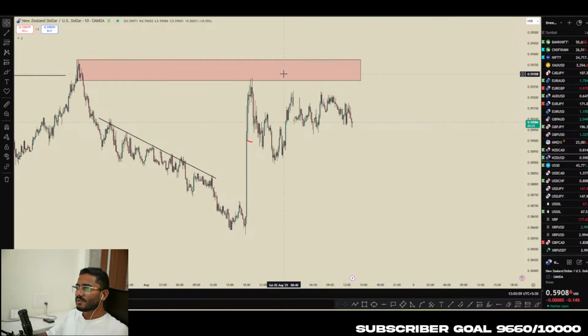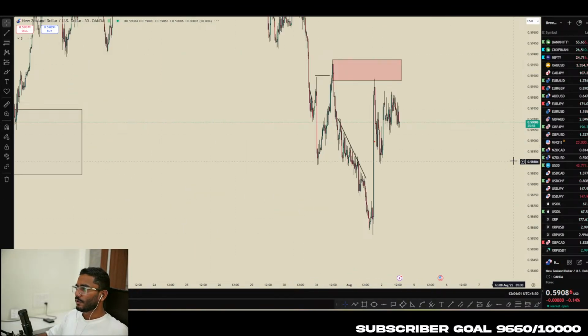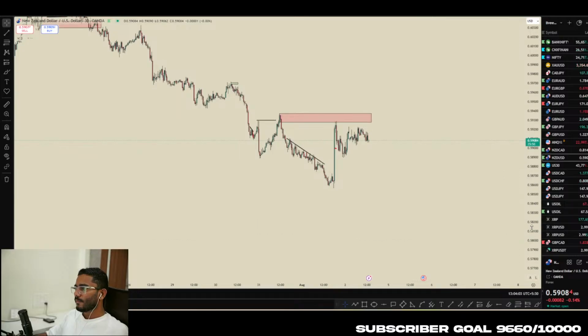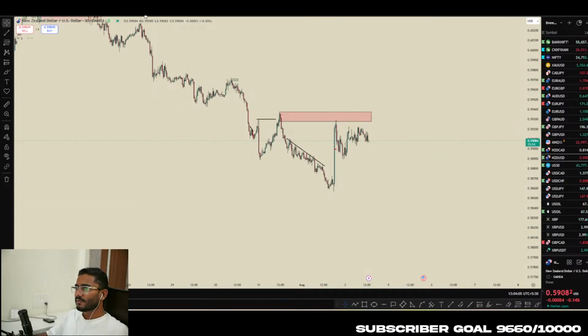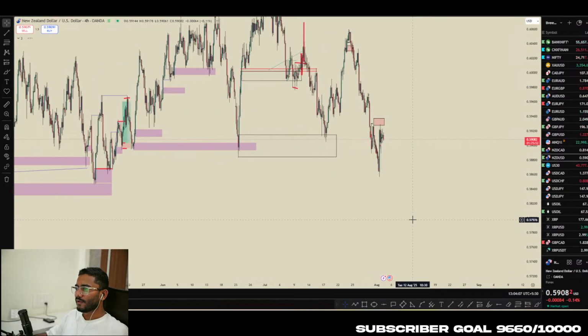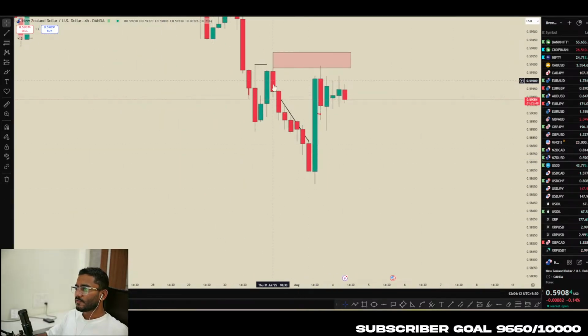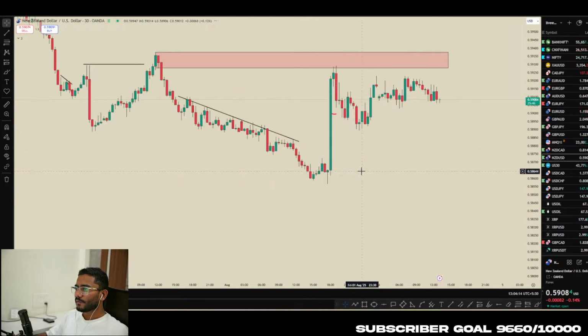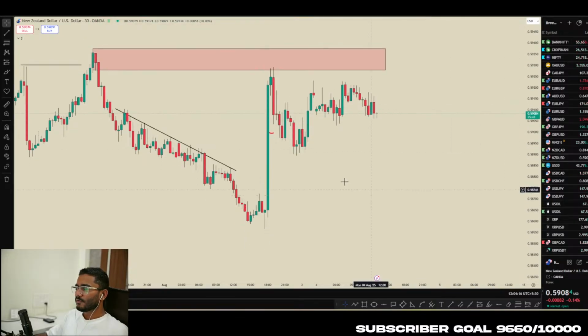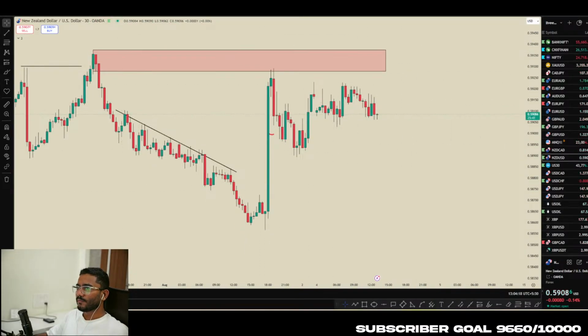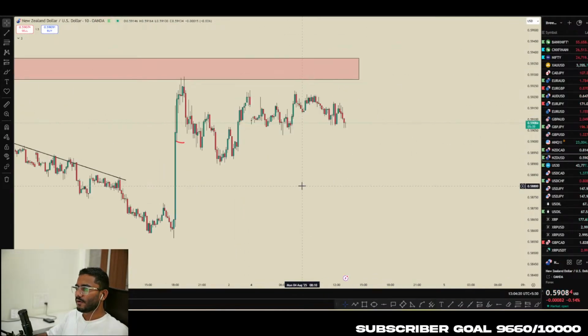On NZDUSD, we have this structure. Price gave us this imbalance, and if you go on the 4 hour, we can see this candle swept out all this liquidity, and here the internal structure is still going to the upside. Okay, we don't have any change of pattern right here.